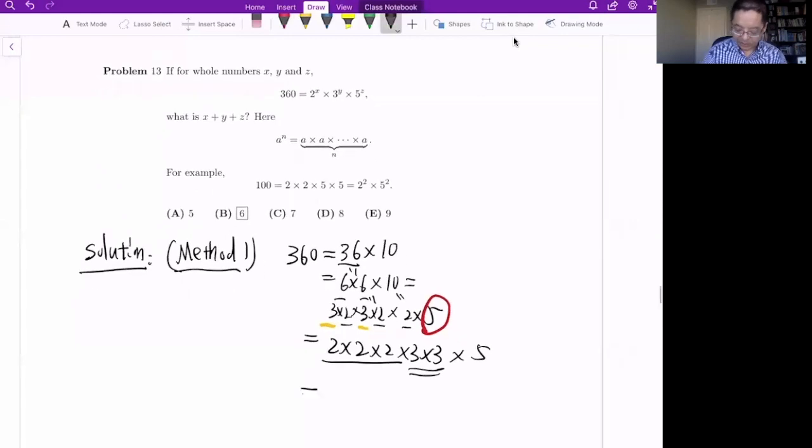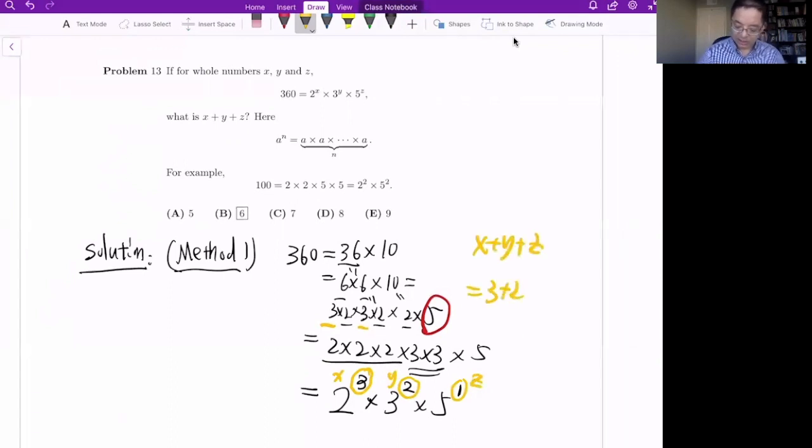So for this, we use powers. This can be written as 2 to the power 3, times 3 to the power 2, times 5, and of course the power of 5 is 1. If we combine, this is x, this is y, and this one is z. So x plus y plus z is 3 plus 2 plus 1, which is 6. So this is method 1, where we just do direct factorization.